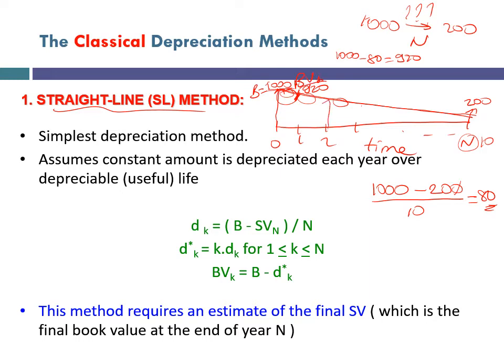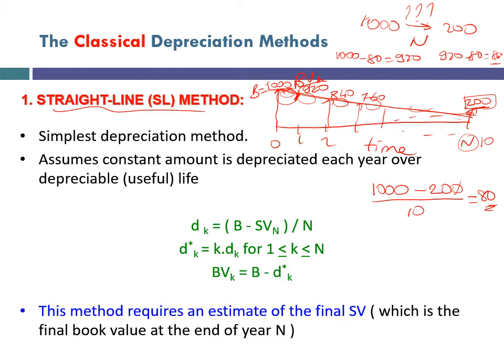Then it continues in the same way. It reduces another 80, 920 minus 80, 840. So this is the book value at the end of year 2. Then it reduces another 80 and 760 is the next. And it continues to reduce 80, 80, 80. At the end of the 10th year, the book value reduces to 200. This is the assumption. This is the method of straight line.